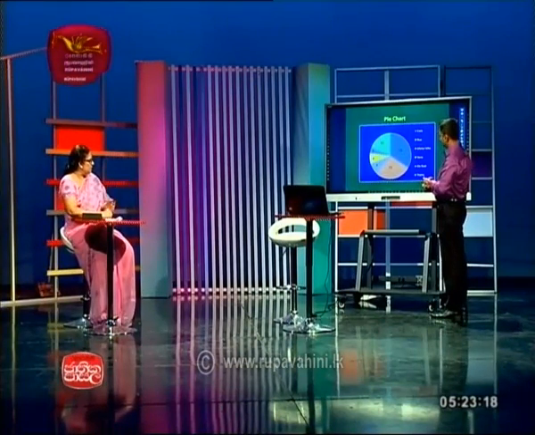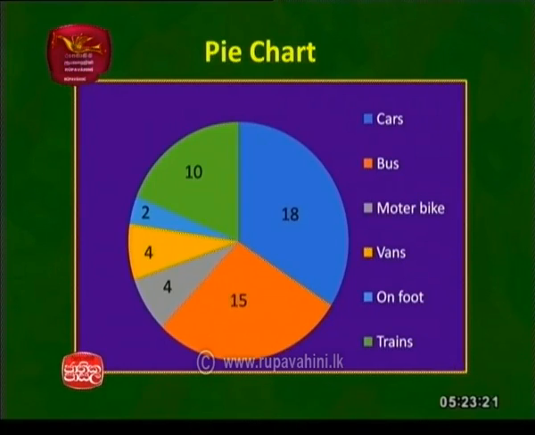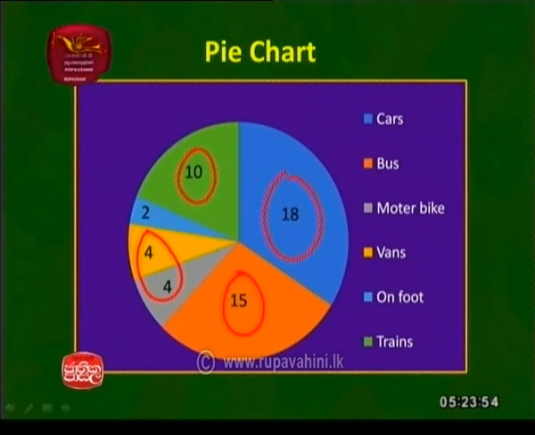Right. Okay, now the same information on a pie chart. Here, that's different modes of travel. Cars, bus, motorbike, vans, on foot, trains. So here, most of the students come by cars. That is 18 there. So this one is cars, and then after that bus, 15 students, and then motorbike, 10 students, van, 4, that is yellow. And there's an equal amount, yes, van and on foot, right. And then trains, yes.